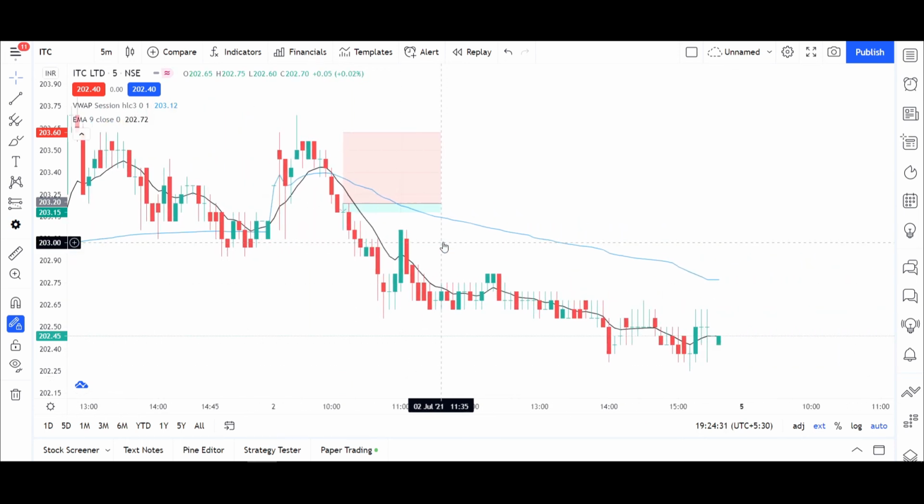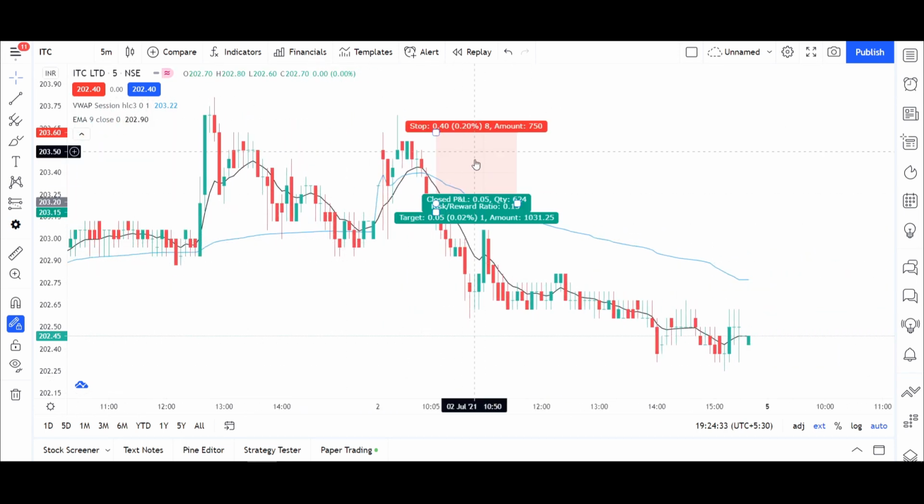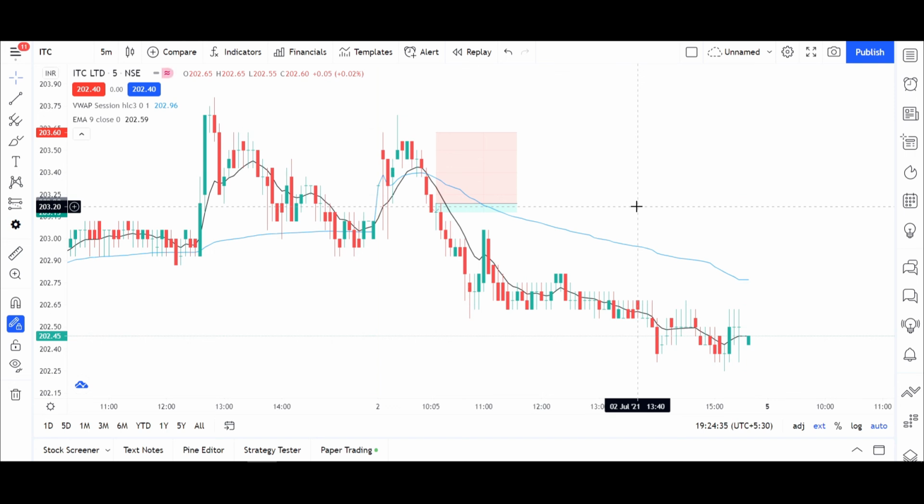So guys, this is how you can short sell using the 9 EMA and the VWAP strategy. A very strong, very trusted trading system, a very trusted trading setup.